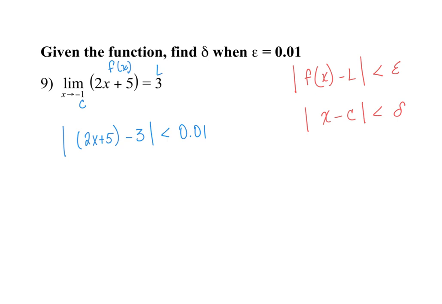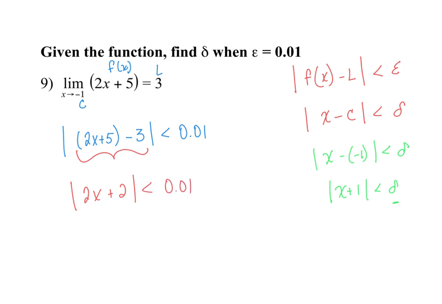Now I need to try to make this look like x minus c. Well, c in this case is -1. And when I get it to look like that, I will have figured out what my delta is. So basically, I want to try to get this to look like x plus 1. And then whatever I have over here on that less than side will be my delta. So I'm going to simplify the inside of my absolute value. So I have 2x plus 5 minus 3 is plus 2, is less than 0.01.